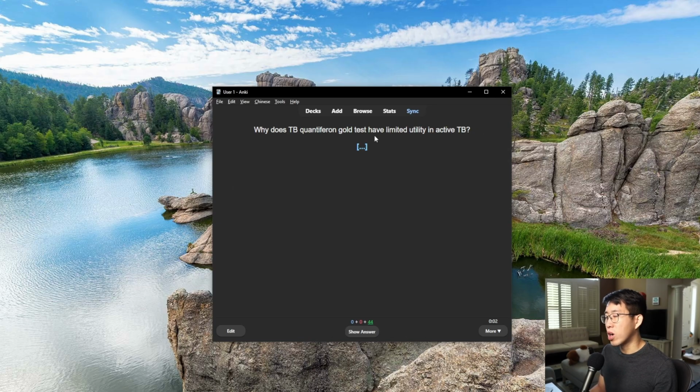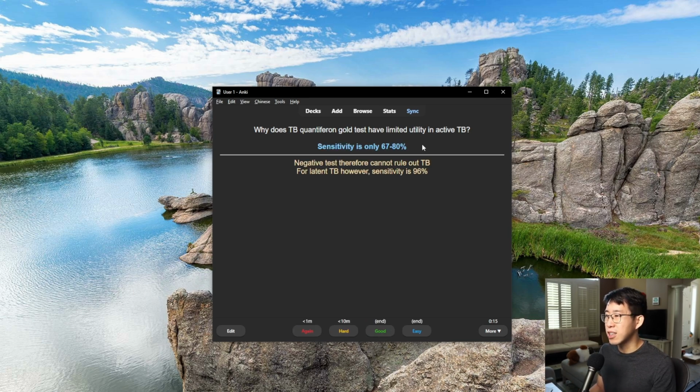Why does TB QuantiFERON Gold have limited utility in active TB? So why don't we just screen patients with a QuantiFERON Gold if we think somebody might be at risk for active TB? The reason is because the sensitivity is actually pretty low in active TB, only 67 to 80%. So a negative test therefore cannot rule out TB. For latent TB, however, the sensitivity is 96%. So that's why we use it for screening of latent tuberculosis.